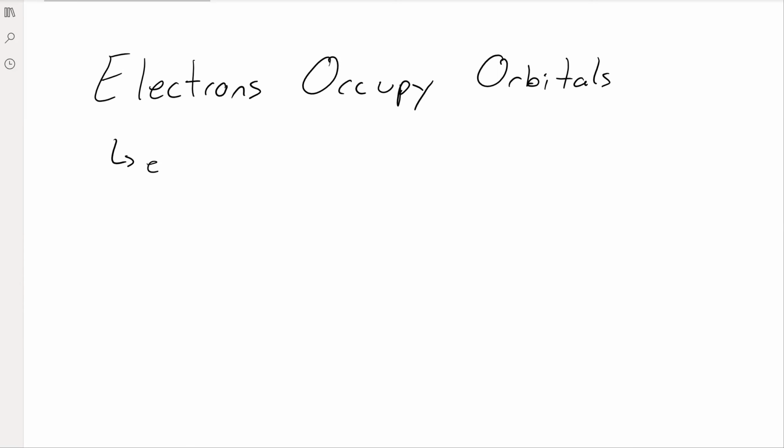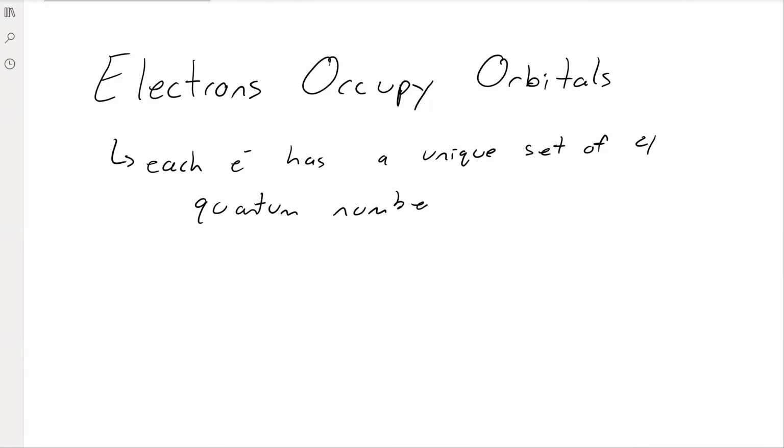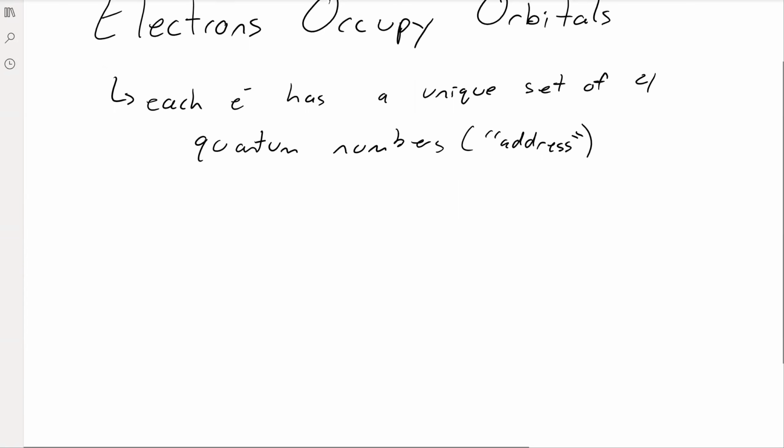Right, so we previously stated that each electron, well, we didn't say this before. So we're going to say that each electron has a unique set of 4 quantum numbers. And we could think of this as their address, except in our case, no 2 electrons are going to have the same address. So maybe it includes your room number or your bed number or something like that.